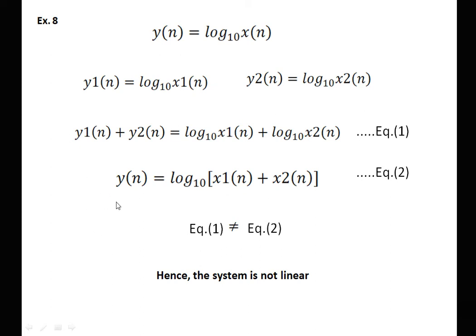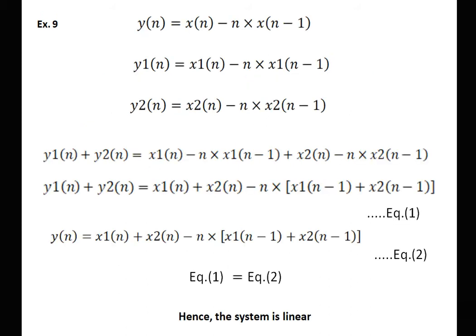Now after this sufficient example, even by seeing the signal, you can easily guess whether the signal is linear in nature or not linear in nature. Now see the next example. y of n is equal to x of n minus n into x of n minus 1. In the first case, we replace x by x1, x by x2, and add them. So we get equation 1.